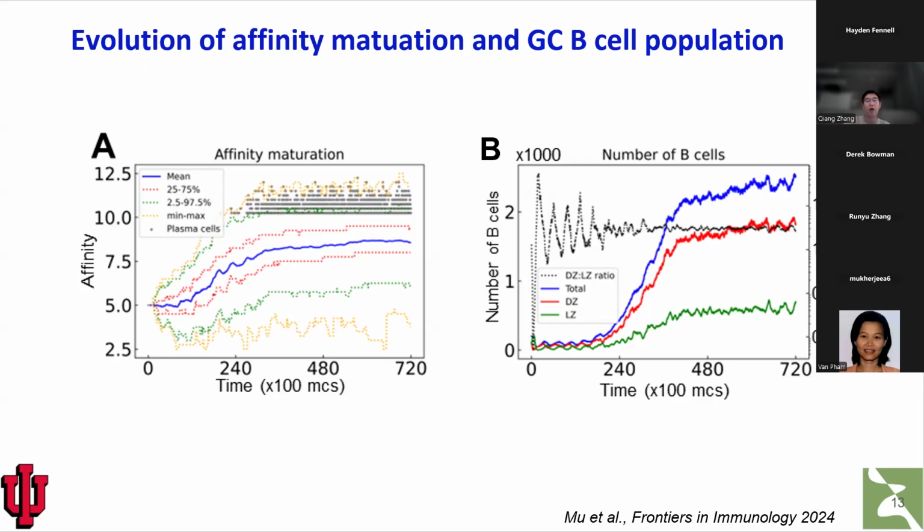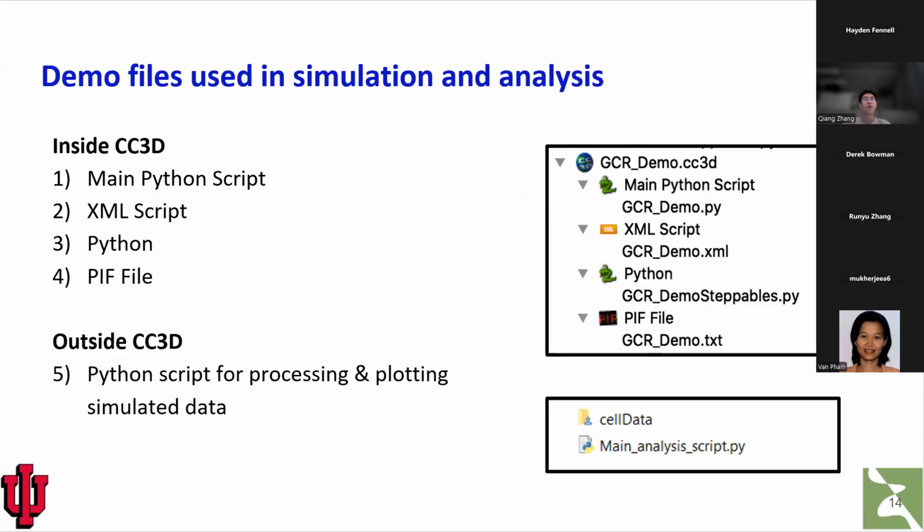right? And also during this process, you see that the number of B cells in the entire germinal center gradually increases. The dark zone and light zone roughly maintain a 2 to 1 ratio, which is consistent with what has been shown in the literature. All right. So that gives you the idea of what a germinal center is and how we simulate it.